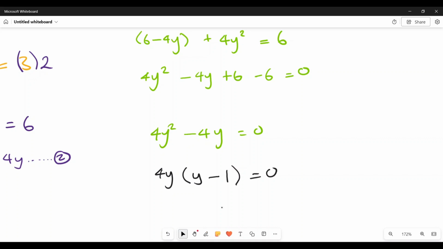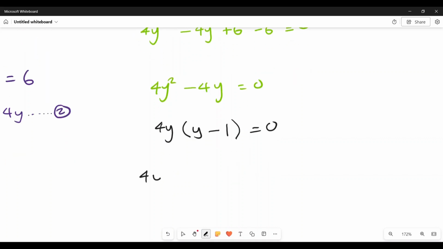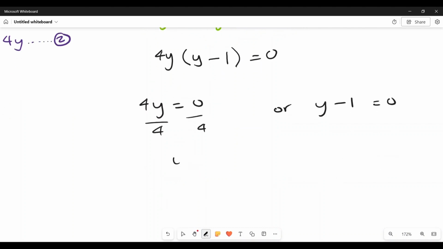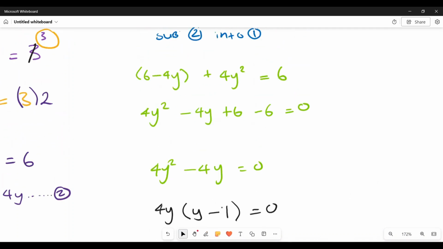So this is the same as 4y is equal to 0 or y minus 1 is equal to 0, right? And here, dividing everything by 4, your y would still be equal to 0, or your y is equal to positive 1, right? Now, I got my two values of y. Now I need to solve for my x values, right?